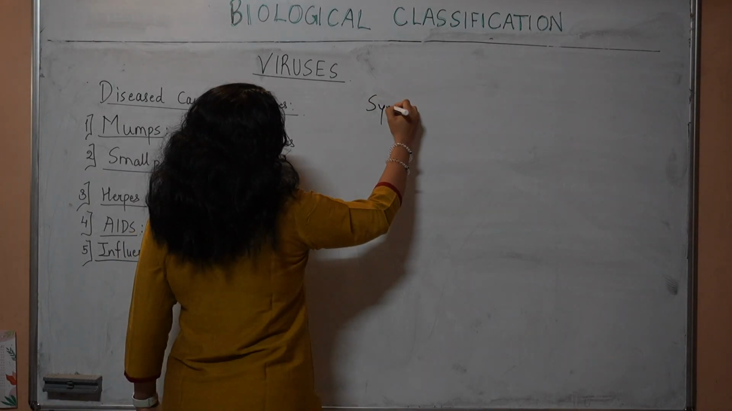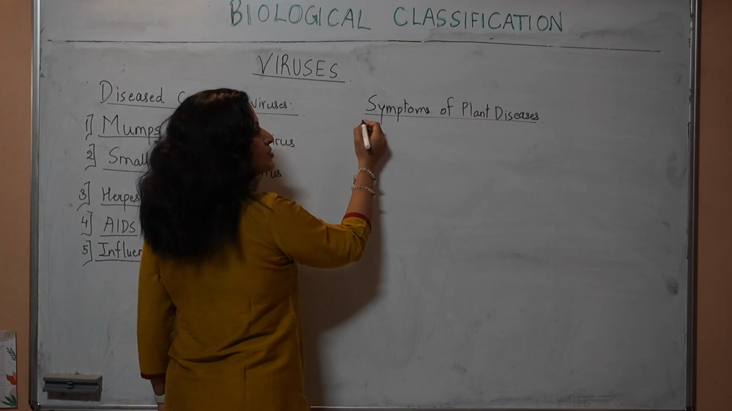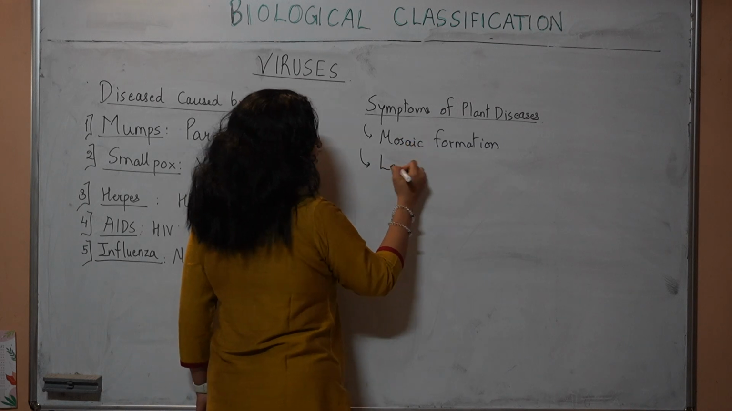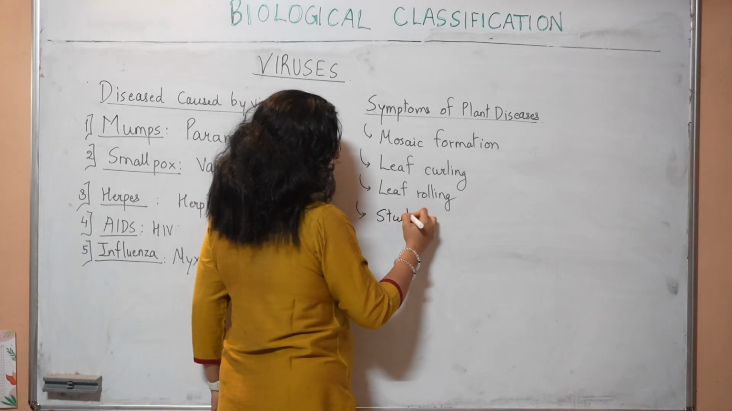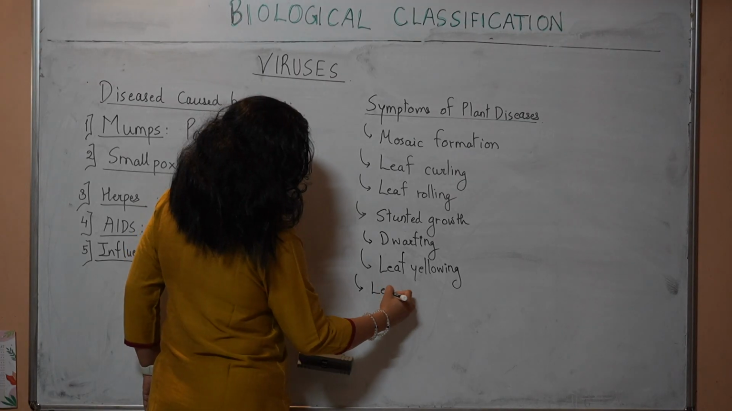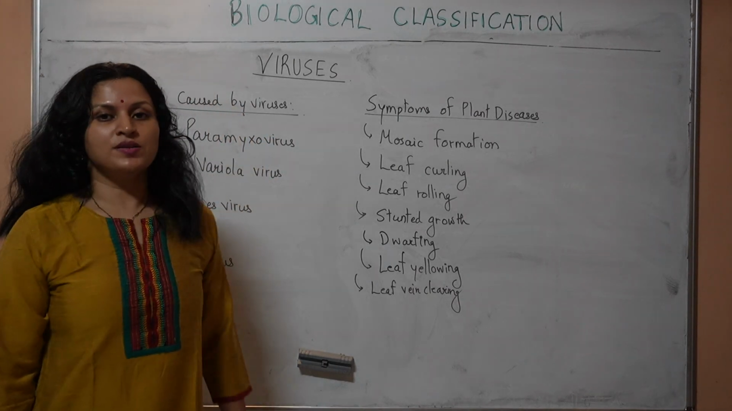Some symptoms of plant diseases. Symptoms in plants include mosaic formation, leaf curling, leaf rolling, stunted growth, dwarfing, leaf yellowing, leaf vein clearing, etc. These are the symptoms of plant diseases.